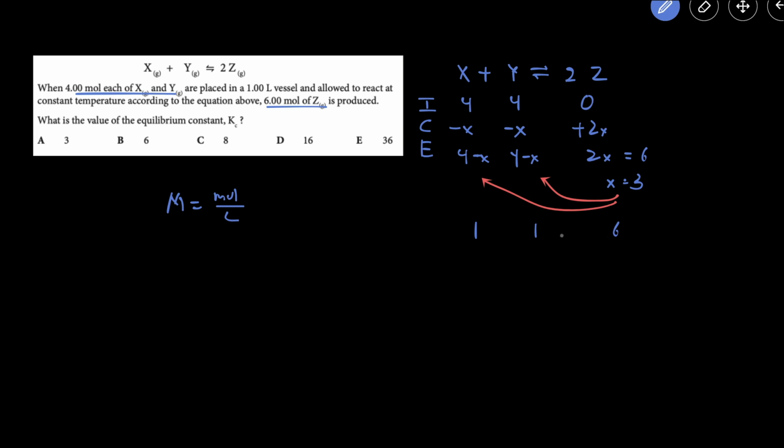And now that we have the equilibrium concentrations, we can plug them into the equilibrium constant expression, products over reactants. So it'd be 6 squared, because there's a 2, divided by X times Y, which is 1 times 1. So that's just going to give us 36. That means our final answer is going to be E, 36.